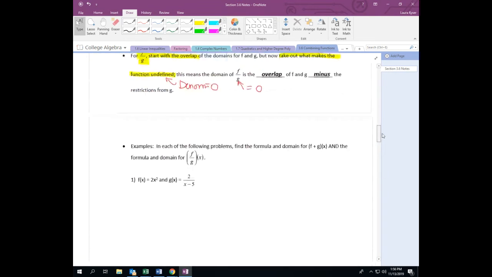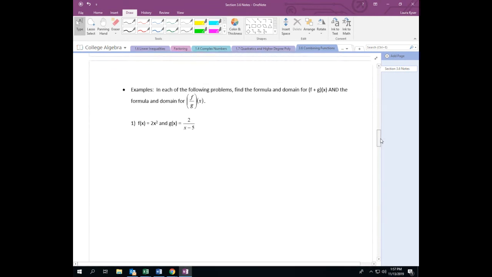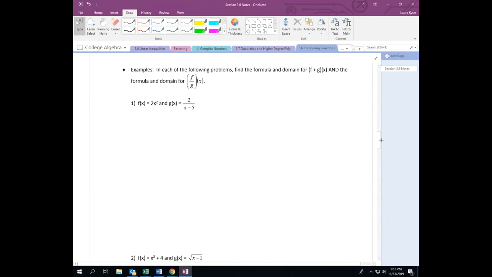Does it have us actually do this? Oh no, it has us do it in the second one. Okay. So here we go. In this example, not only does it have us find the formula for each one, it's going to have us find the domain of each one as well. And we want to do f plus g of x and f divided by g of x.